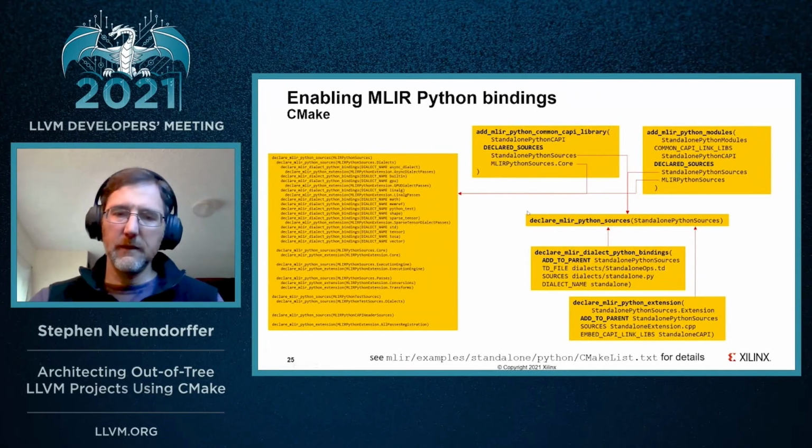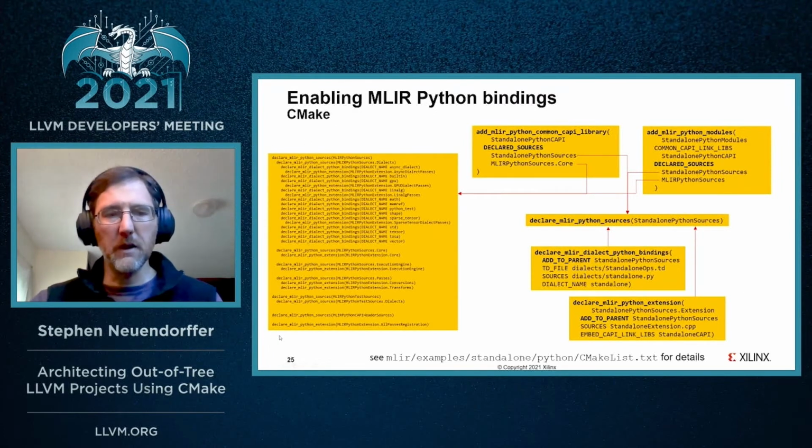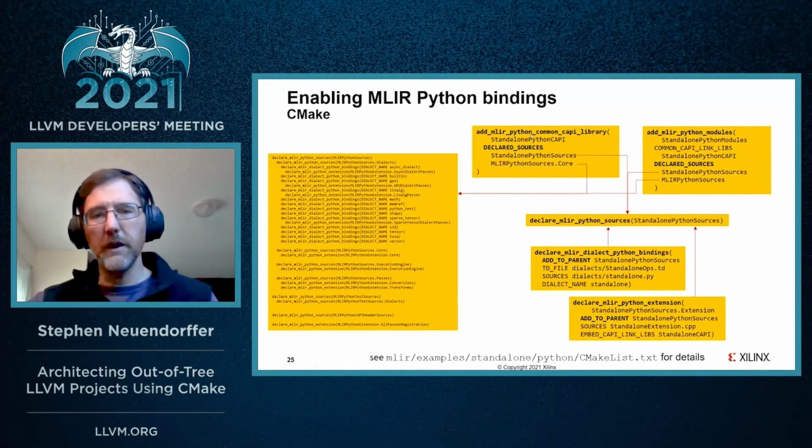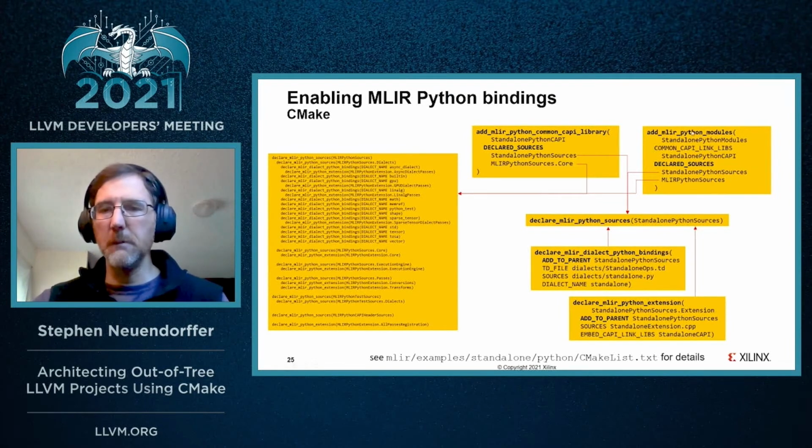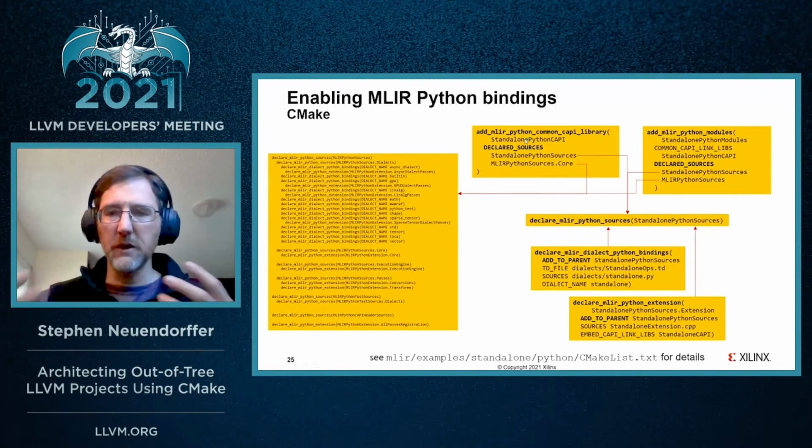Now, in addition to the declarations for our local project, there's also a bunch of declarations that we need to import from MLIR in order to build all of the MLIR extensions together into the same library and have them interoperate with our new extensions. So if we take all of these declarations and we then specify them in the declared sources line of our call to both add MLIR Python common C API library and add MLIR Python modules, then these will build a set of DLLs that are usable together in order to link into Python.